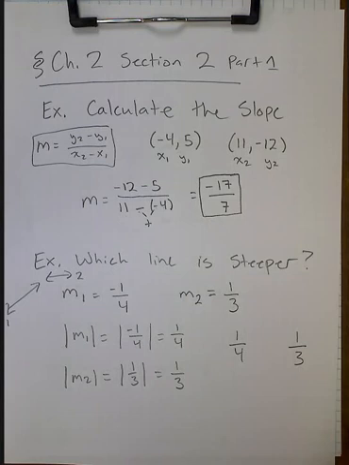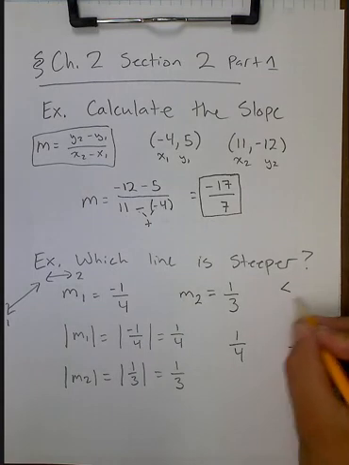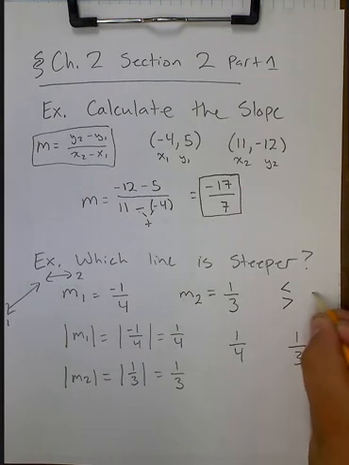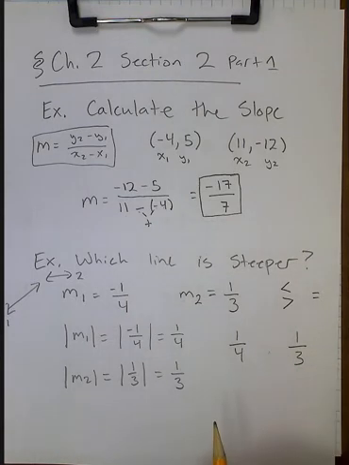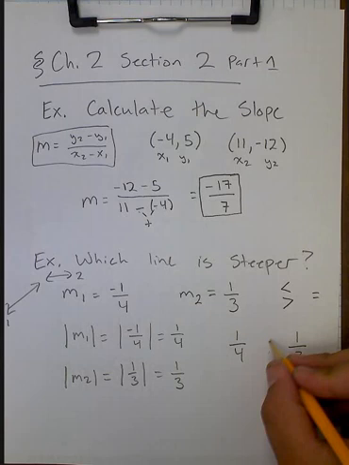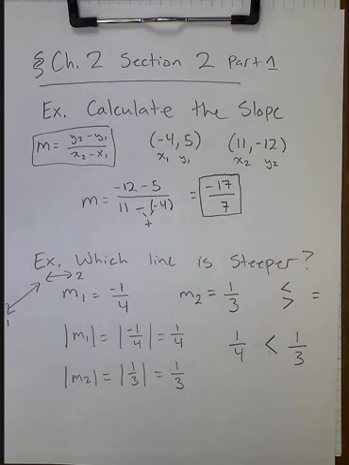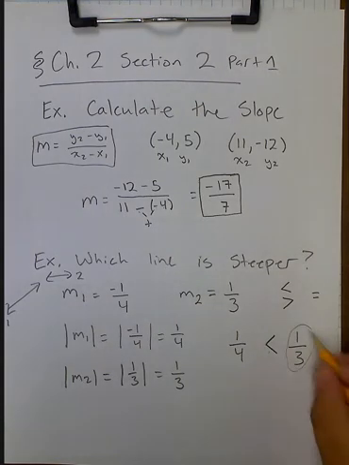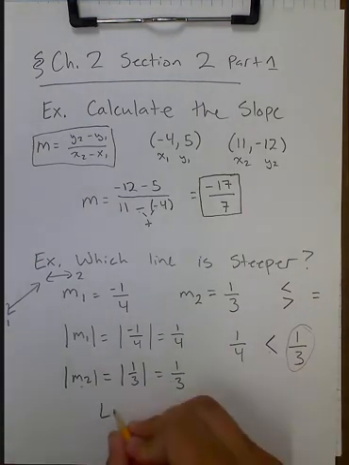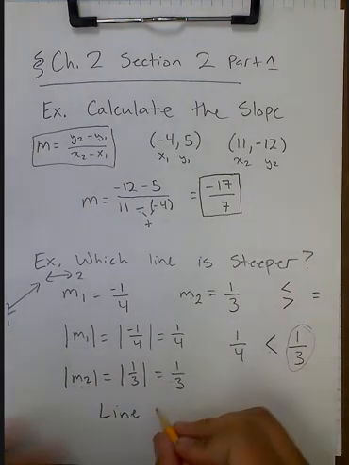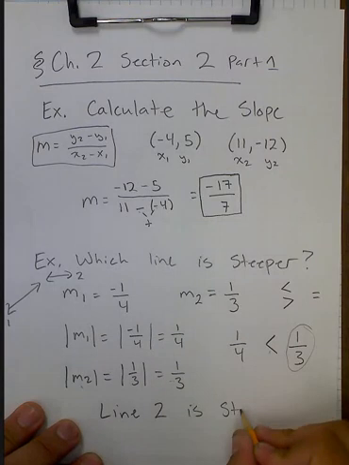And then what you do is you compare the two fractions, or the two numbers, 1/4 and 1/3. I want to put a symbol, either less than, greater than, equal to, in the middle of both these fractions. Which fraction is bigger? 1/3 is bigger than 1/4. Okay, so that line goes there. 1/3 came from which line? Well, it came from line 2. Line 2 is steeper. Okay, there you go.